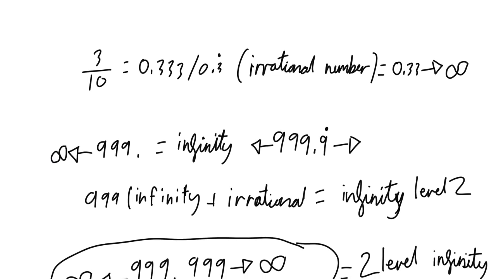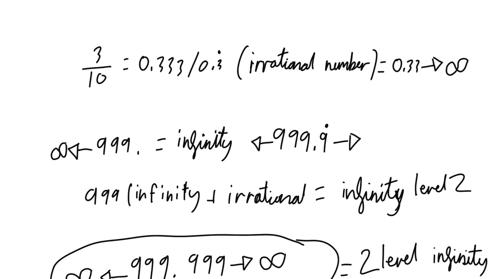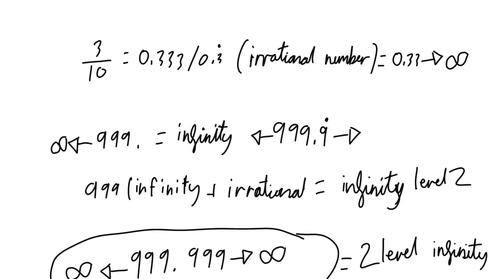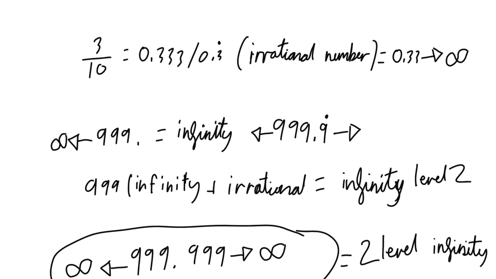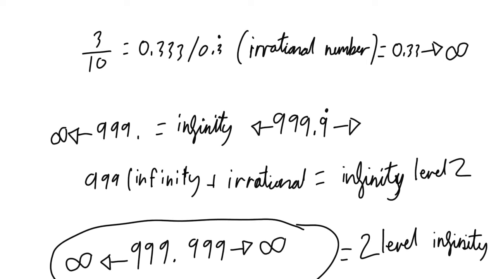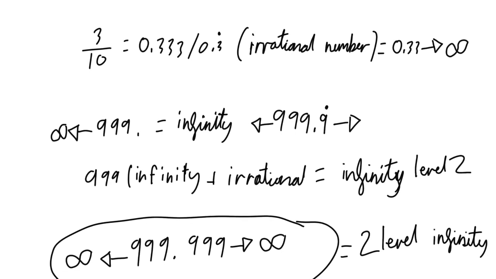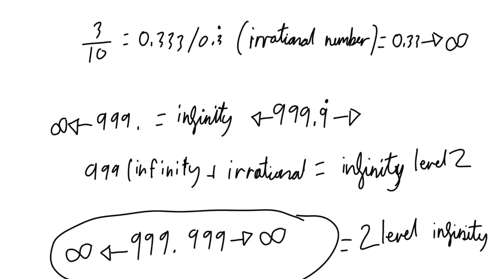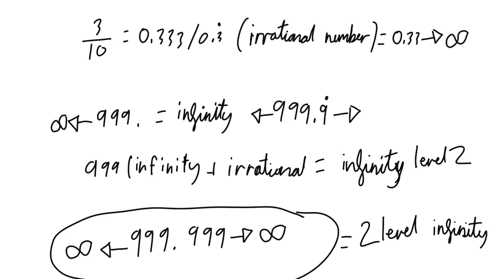Levels above infinity, let's say 3/10. 3/10 isn't, you can't get a whole number out of it. It's 0.33333 and it goes forever. It's an irrational number. So it's infinity down in decimals. Since infinity is an uncountable number and irrational numbers are uncountable.